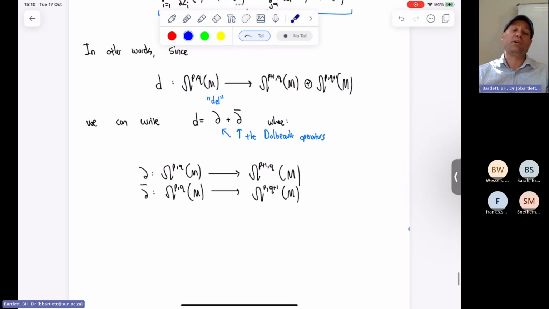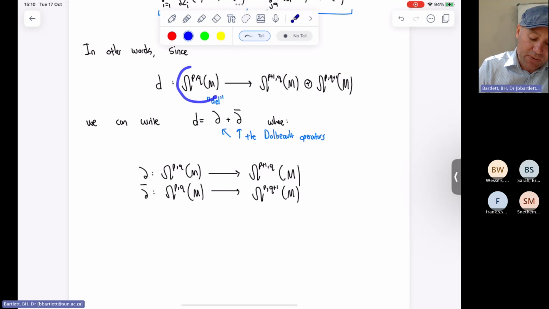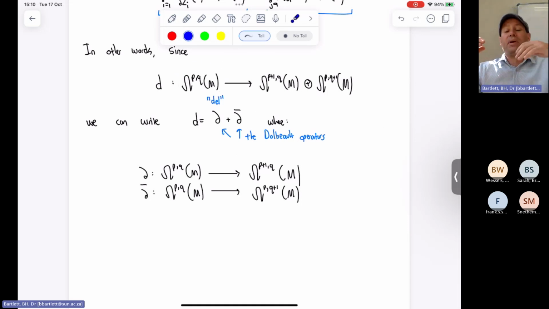We couldn't say that on an almost complex manifold, because on an almost complex manifold, all we could say is that when I differentiate a P, Q form, I'm going to get a whole bunch of components out. So I couldn't decompose it this way, or I could actually, but then I would have to write down a bunch of other components here, and it wouldn't be very useful. But on a complex manifold, I've just got these two components.